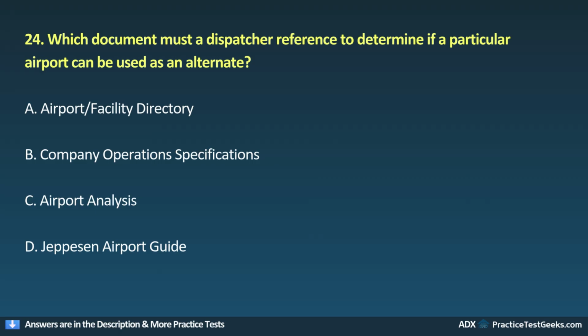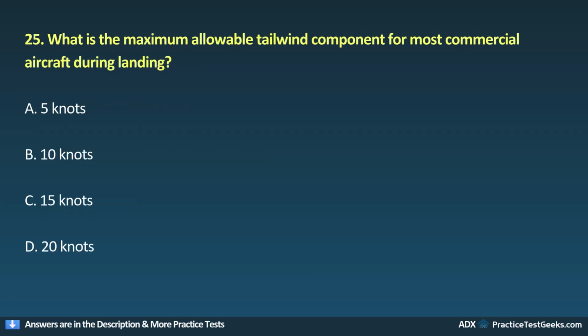A. Airport Facility Directory. B. Company Operation Specifications. C. Airport Analysis. D. Jeppesen Airport Guide. 25. What is the maximum allowable tailwind component for most commercial aircraft during landing?